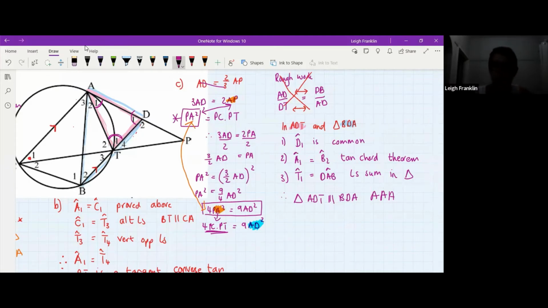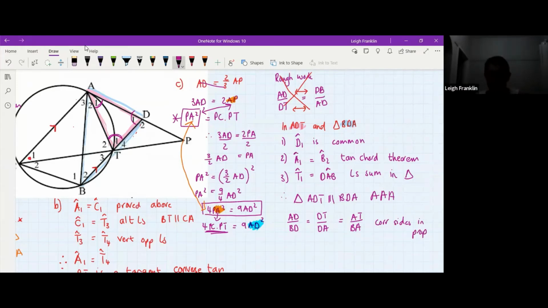Remember, this is the part where we have to write down first two over first two is second two over second two is first and last over first and last. All right, so now that we've got the order correct, we can say that AD over BD is equal to DT over DA is equal to AT over BA. Corresponding sides in proportion.